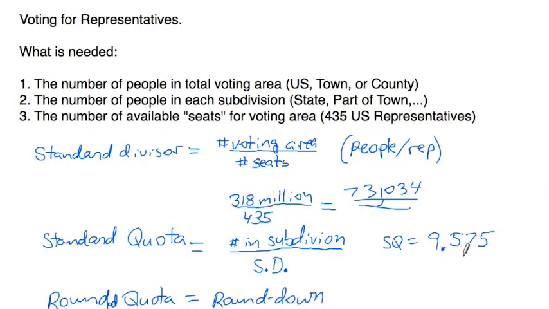So that 9.575 would just become 9. So we're going to be doing these calculations over and over again for a few examples.